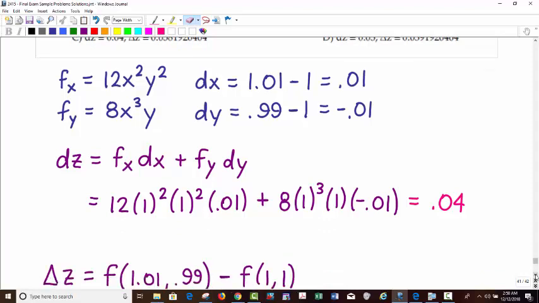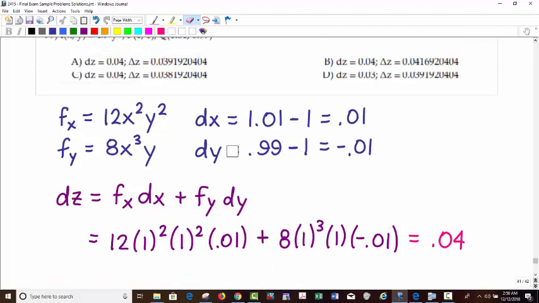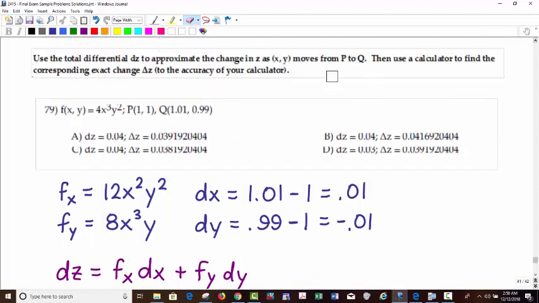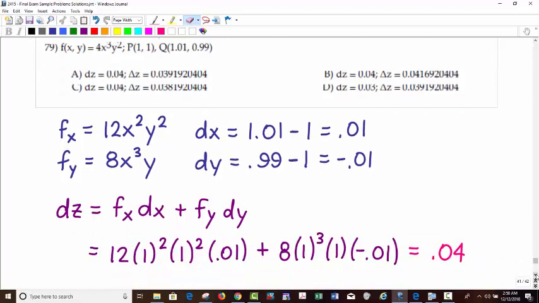Okay, so then that's what we plug in here. You see the dx is 0.01, dy is negative 0.01, and for the x and y that you plug into the equation, because there are 2 points, how do you know which one's which? It's always your starting point, from P to Q. So P represents the x and y that go in there for that equation. It's always the first one. So you plug in 1 and 1 here. That makes that easy too.